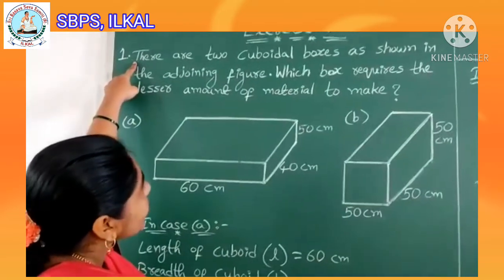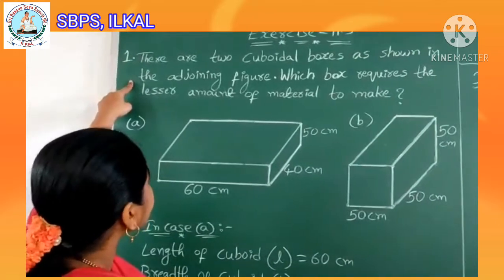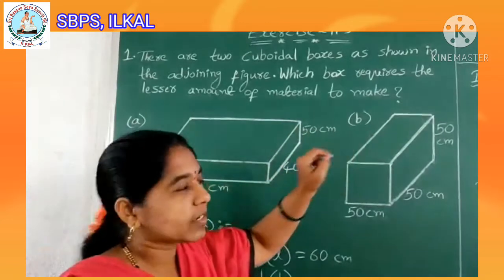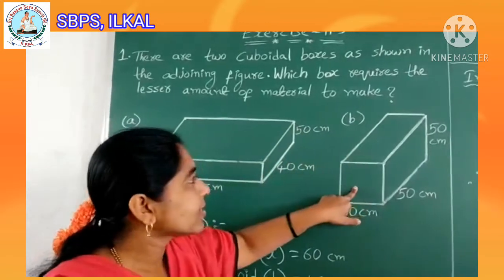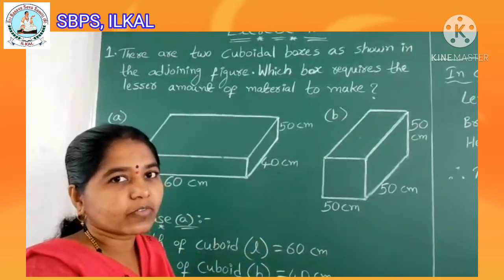There are two cuboidal boxes as shown in the adjoining figure. Which box requires the lesser amount of material to make? Observe these two cuboids, children. We are going to find which one will take the lesser amount of material.